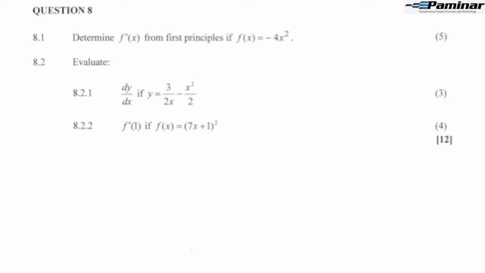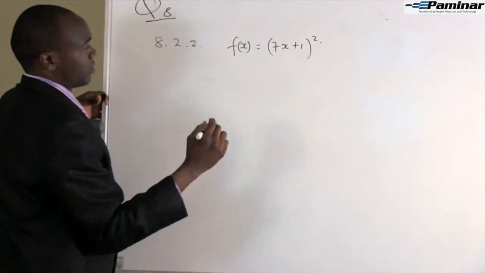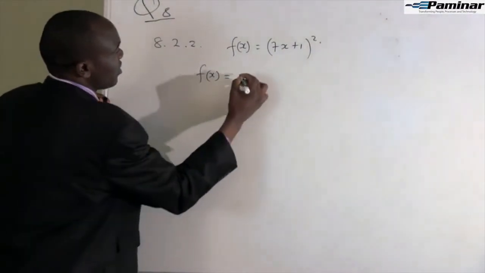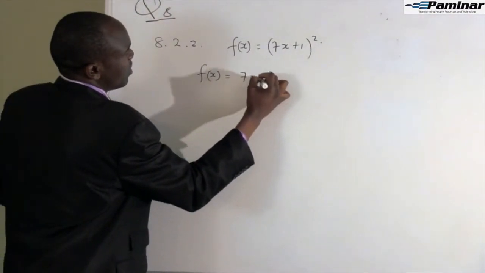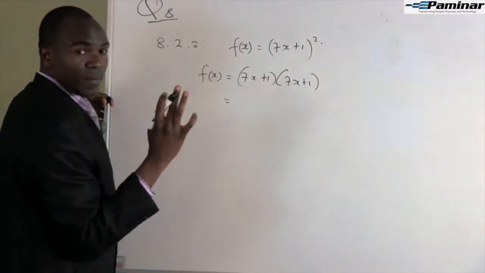Now it says there, evaluate the first derivative of 1. If f of x, now we are given f of x is equal to (7x plus 1) squared. Now this is very simple. There are 2 methods of working it out. The first one, which is very simple, you just say f of x, expand this one. You can just say 7x plus 1, 7x plus 1. And then from there, you remove the brackets.